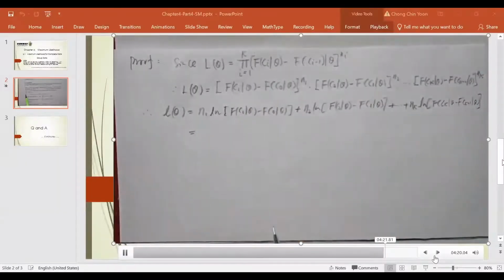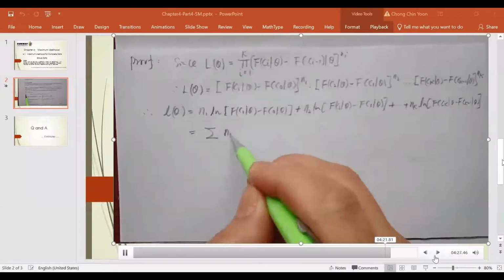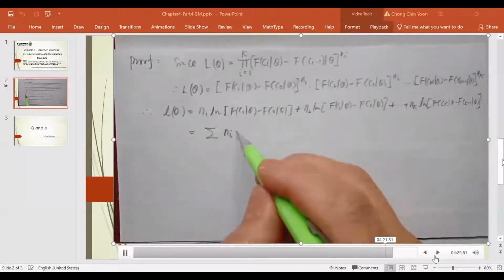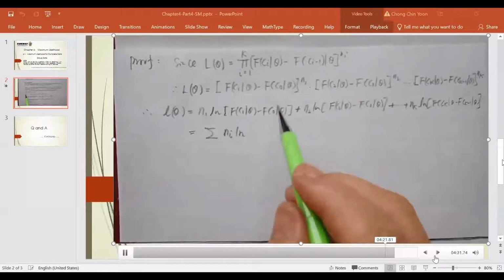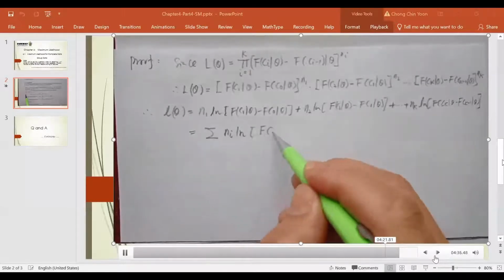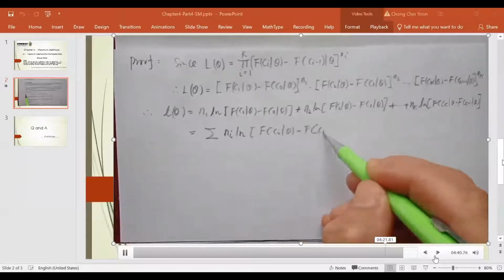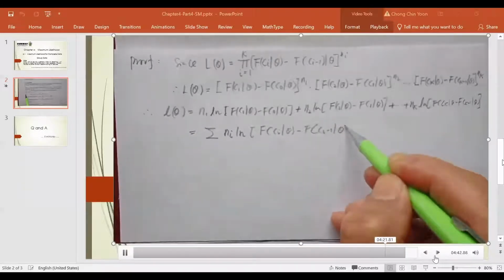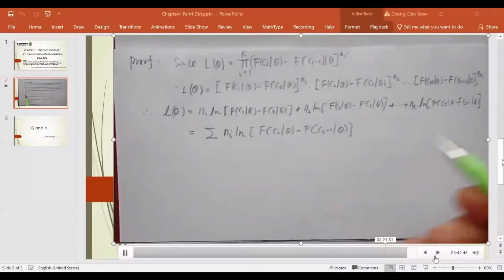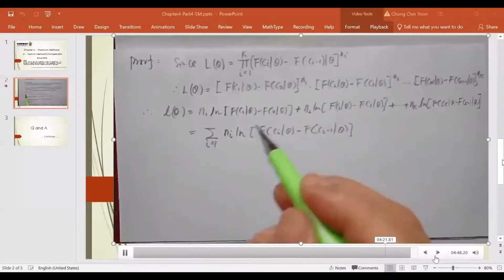So this is a summation of ni multiplied by the log of the factors, the CDF at Ci given theta minus the CDF at Ci minus 1 given theta, where i takes from 1 to k. So we have proved the result.